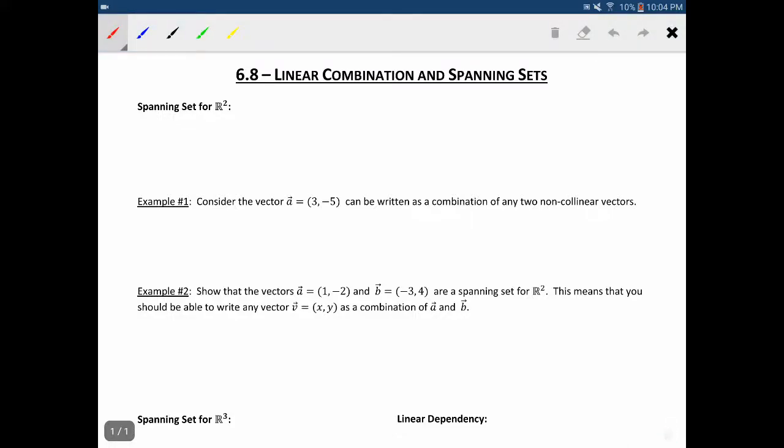Hey guys, today we're going to talk about linear combination and spanning sets. I'm going to go a little quickly here because my tablet's dying, so bear with me.